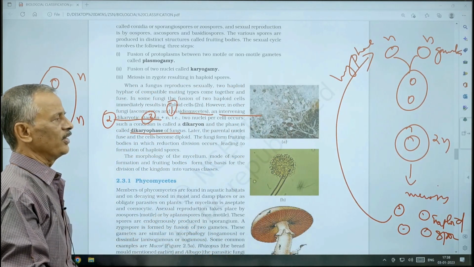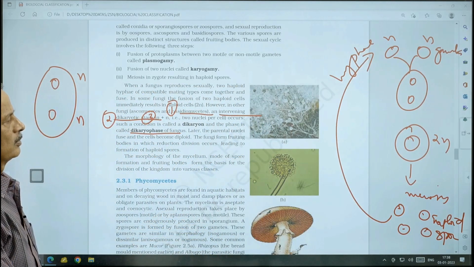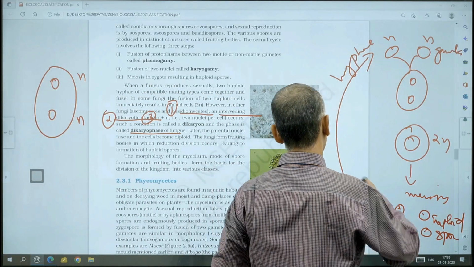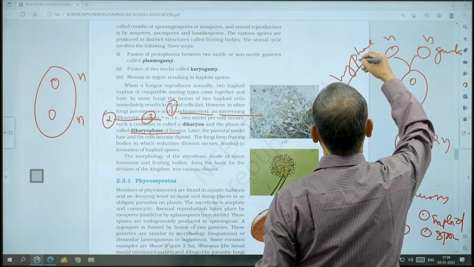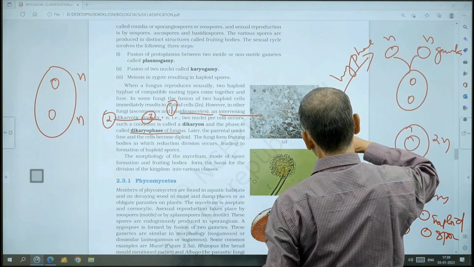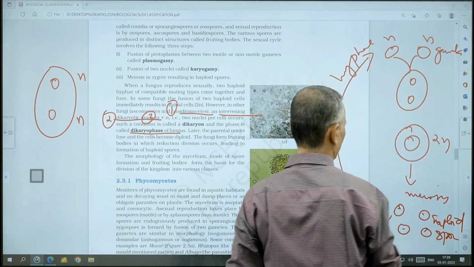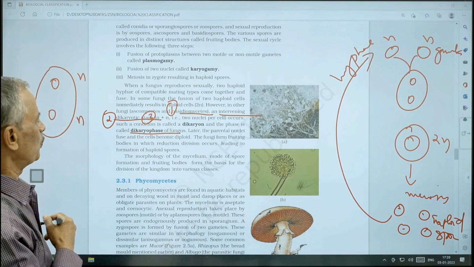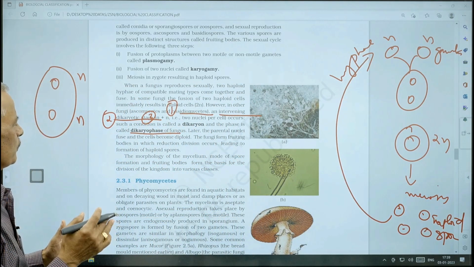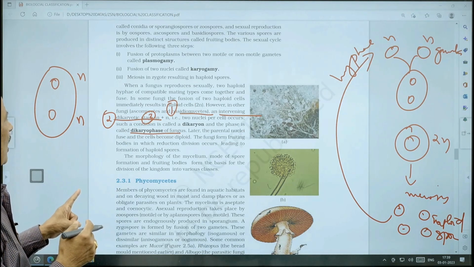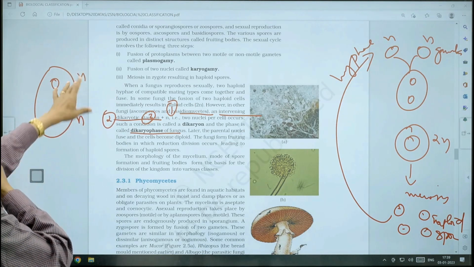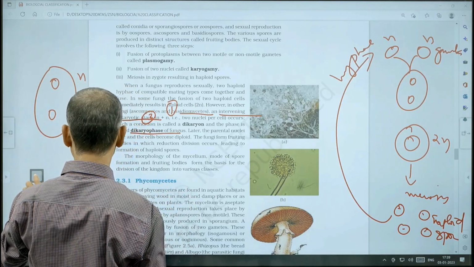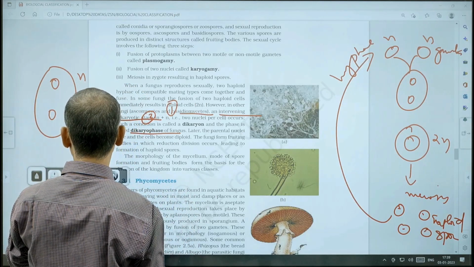So, the life cycle is very simple. The main part is the hypha, that is the haploid generation, the gametophytic generation. This is the hyphae, which is formed by the growing out of spores. Is that clear? Now, this is classified into four categories. What are these four categories? Let us study in a comparative way.